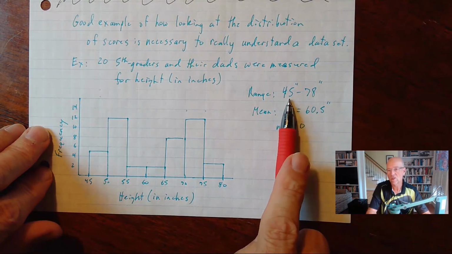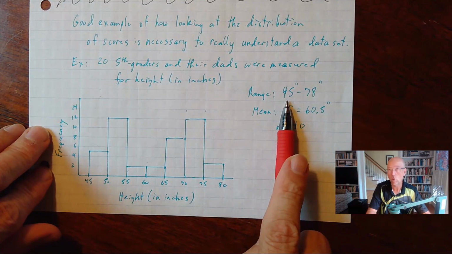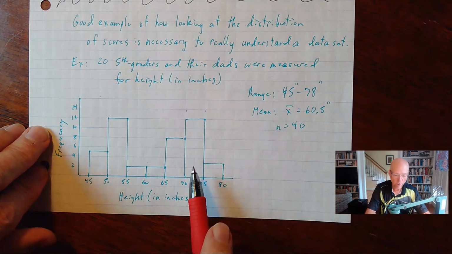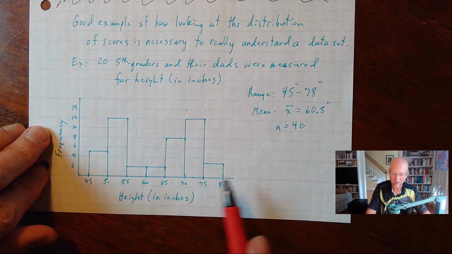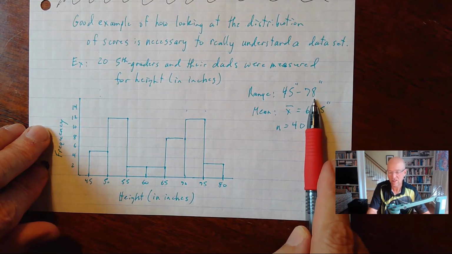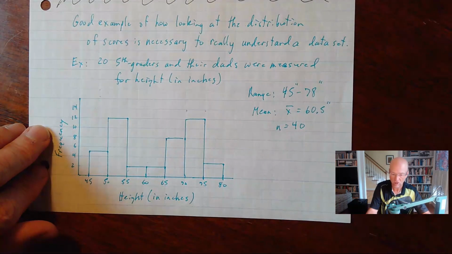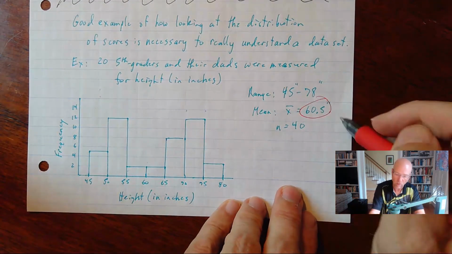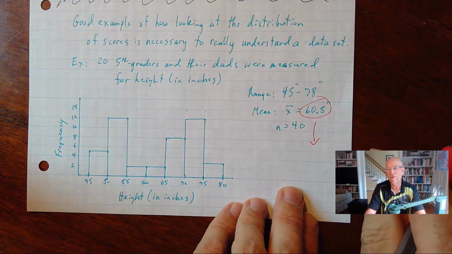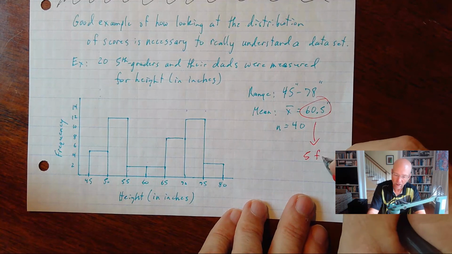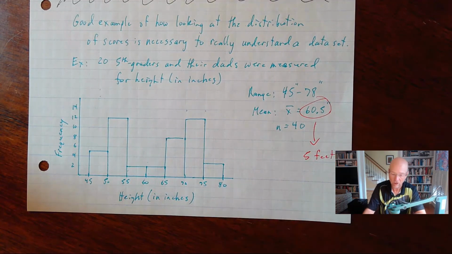The shortest person in this whole data set was 45 inches. So that's about 3 feet 9 inches. You can think about where you would have shown up in this data set. The tallest person in this data set was 78 inches. That's 6 feet 6 inches. The average for everybody, this is something I want you to think about, was about 60 inches, so that's about 5 feet tall. That's the average.